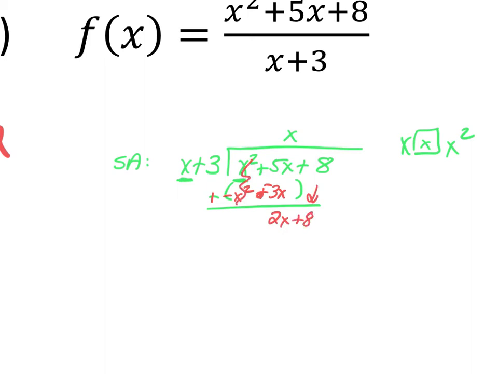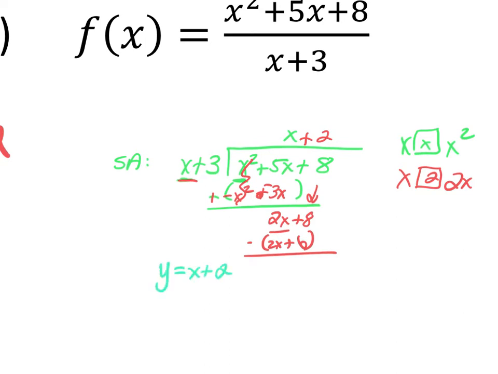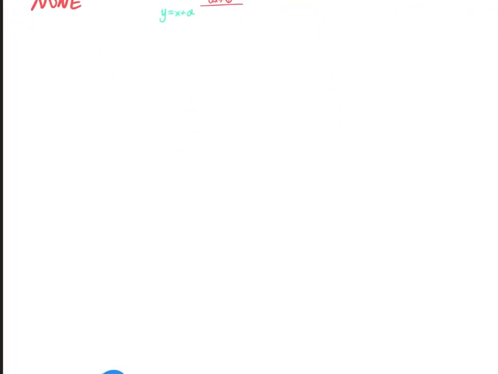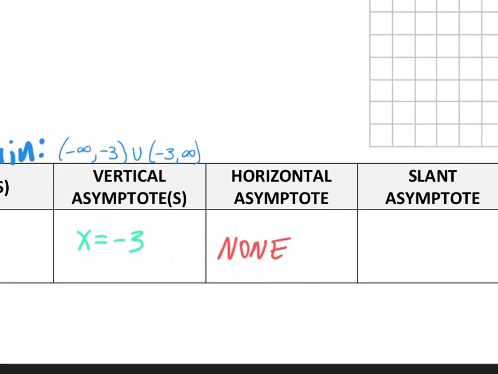And my x's cancel out. So same thing, guys. First term into first term. X times what gives me 2x? Positive 2. So I put my 2x, and then plus 6. Do I have to go any further? No. My slant asymptote should be written in y equals mx plus b form. So you would tell me you have a slant asymptote at y equals x plus 2. Questions? No. Okay. So y equals x plus 2.